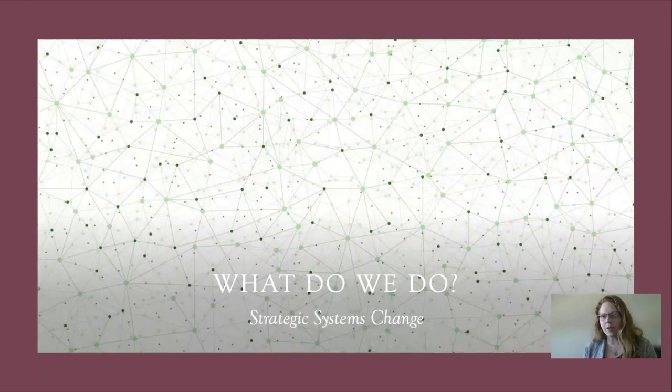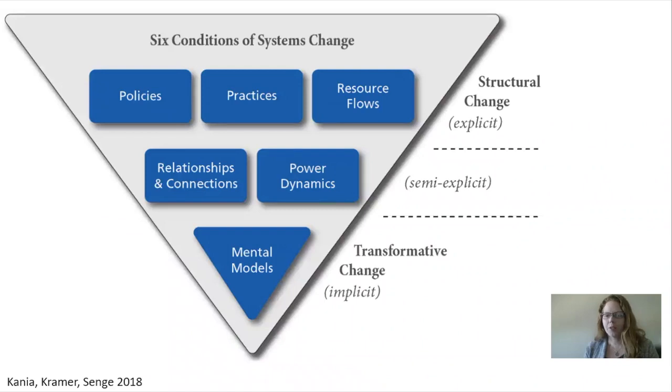So how do we think about addressing this very complex systemic challenge? I'm going to use a structure from a publication called The Water of Systems Change by Kania, Kramer, and Senge in 2018, and they talk about 6 conditions for systems change. So it starts out at a structural, explicit level of policies, practices, and resource flows. And then in the middle, we've got relationships and power dynamics. And then finally, the most transformative level of change is when we can think differently through different mental models on how to address a problem.